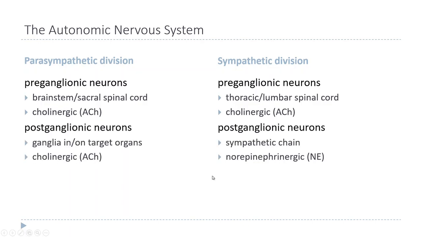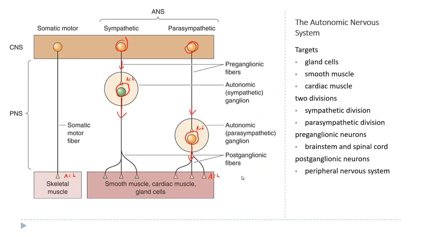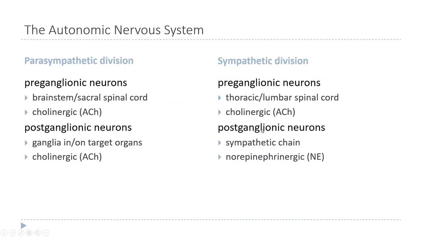But in the sympathetic division, the ganglia are found mostly in a set of structures near the spinal cord, in a collection of ganglia called the sympathetic chain. And their neurotransmitter is norepinephrine. So that's an important difference. The parasympathetic postganglionic neurons release acetylcholine. Sympathetic postganglionic neurons release norepinephrine or noradrenaline. Both of those are just two different names for the same chemical.